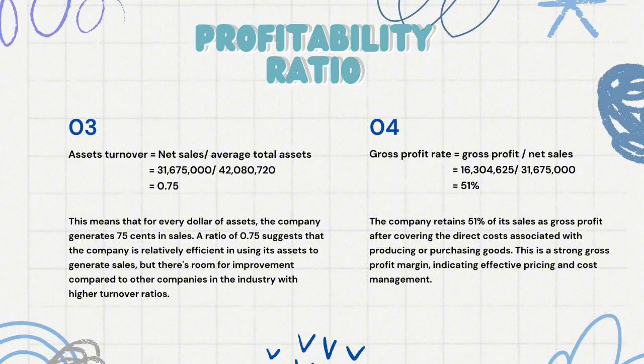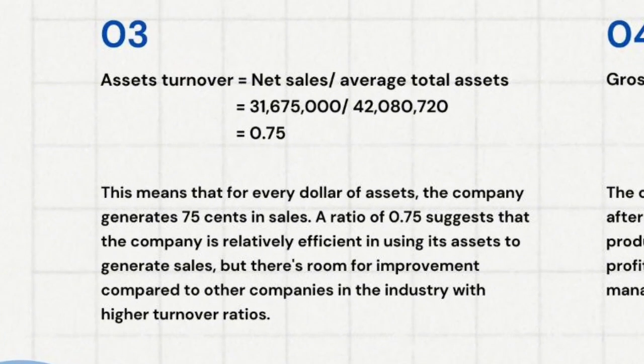Next, we discover the asset turnover by dividing net sales by average total asset. Based on the calculation, for every dollar of asset, the company generates 75 cents in sales. A ratio of 0.75 suggests that the company is relatively efficient in using its assets to generate sales, but there's room for improvement compared to other companies in the industry with higher turnover ratios.